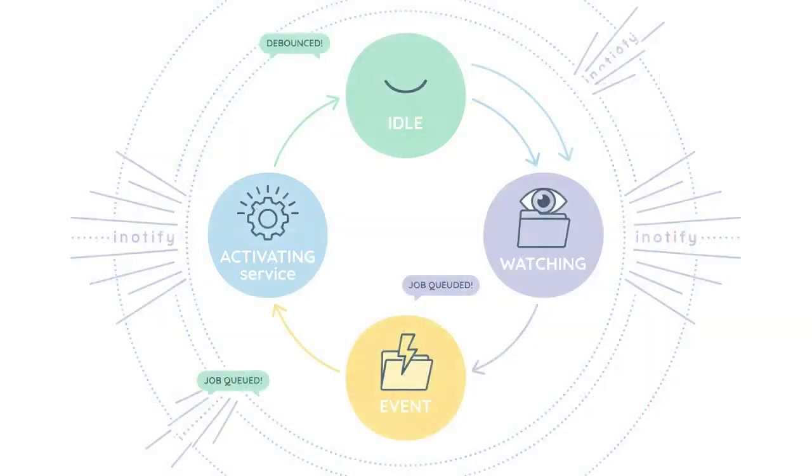Internally, systemd opens inotify watches on the configured paths. When a watch matches, it enqueues an activation job for the paired service, debounced so rapid events coalesce into one trigger. The life cycle is idle, watching event, activating service, then back to watching.